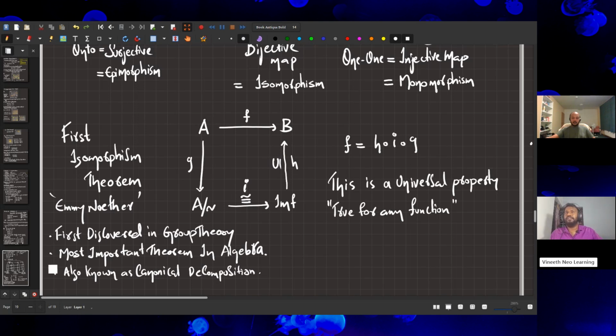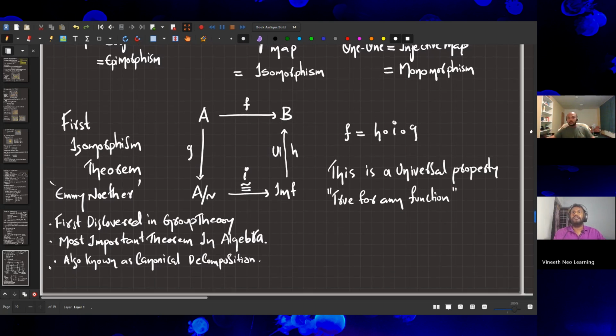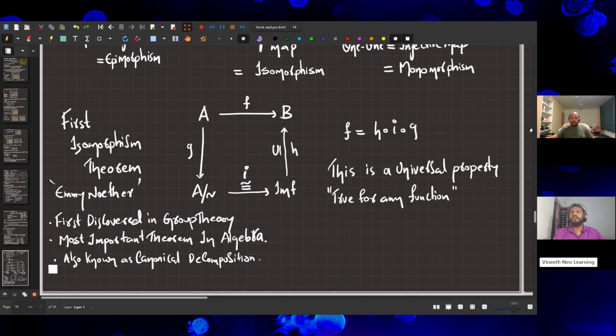This was a brilliant breakthrough in algebra, I think in 1927 or so. I don't remember the exact year when she found this. We can summarize this entire thing as just this isomorphism: the domain modulo this equivalence relation is isomorphic to the image. That's it. This is the idea, the first isomorphism theorem.